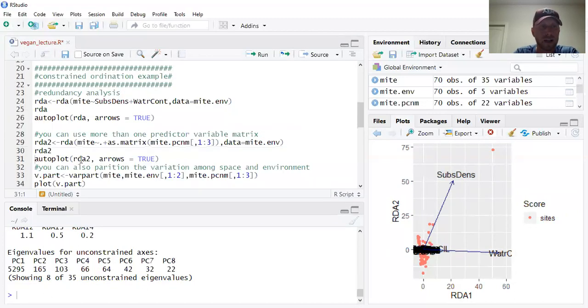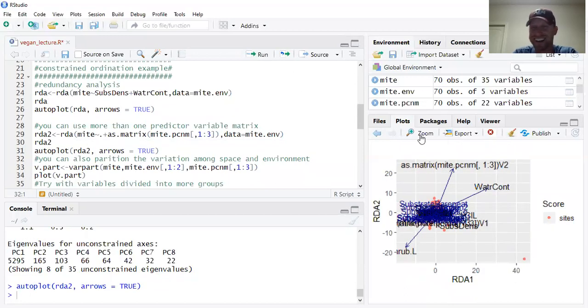So we can plot this. If we go back to autoplot RDA2, we'll say arrows equals true. And notice now that our figure is even more complicated because we're thinking about still the major contributor here, water content, but we also have shrub level low. We have vector 1 and vector 2 in our spatial data, and we have shrub density. And so the points are separating in multivariate space.